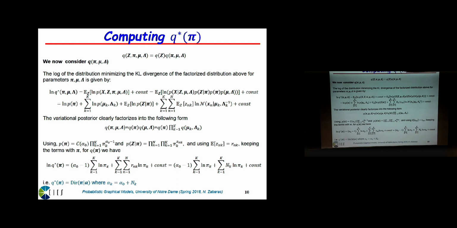So what I'm going to do is plug in the prior. We have the prior of pi, it's there. The conditional of z given pi. We know the expectations of the z's are the posterior responsibilities. So we plug in all of this together.